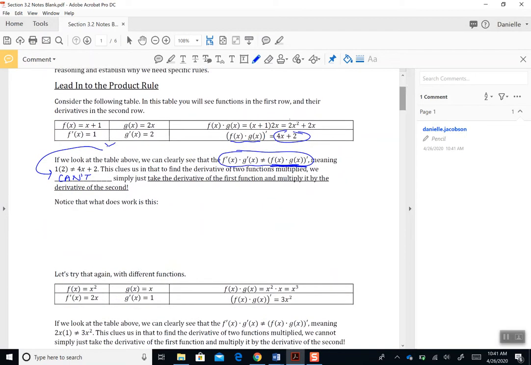Let's say I want to take f prime of x times g of x, plus f of x times g prime of x.